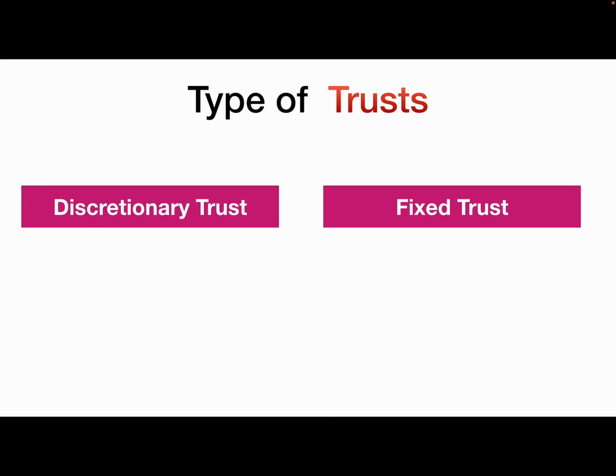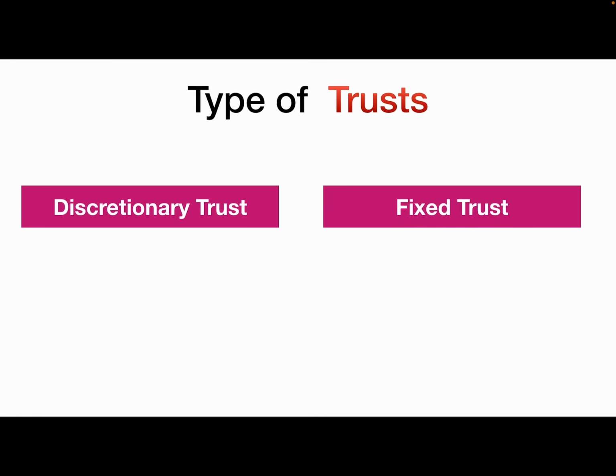A unit trust works similarly to shareholders holding shares in a company. In this case, each beneficiary to the unit trust holds a certain amount of units within the trust and is entitled to the trust income and capital based on the proportion of units they hold.